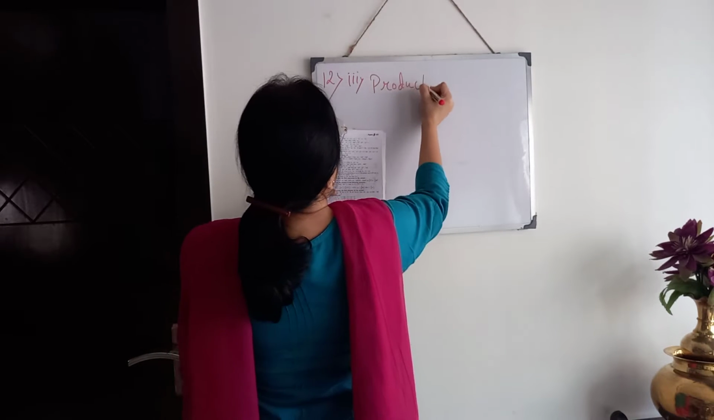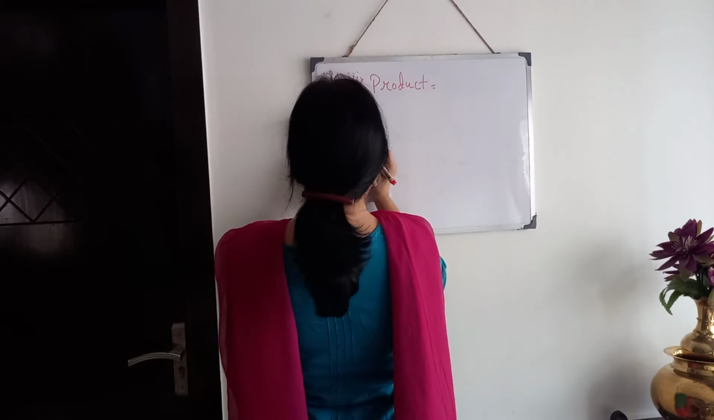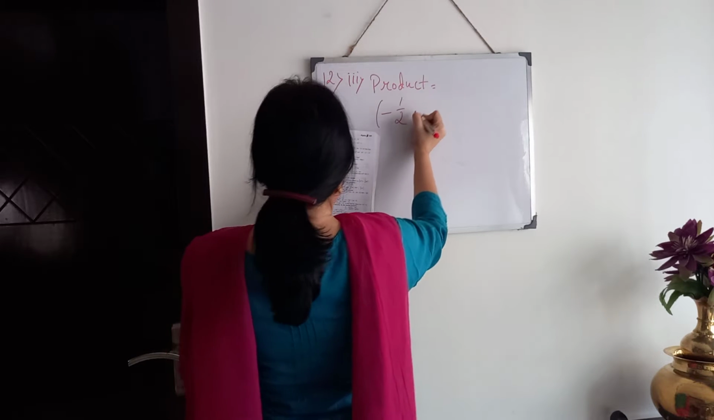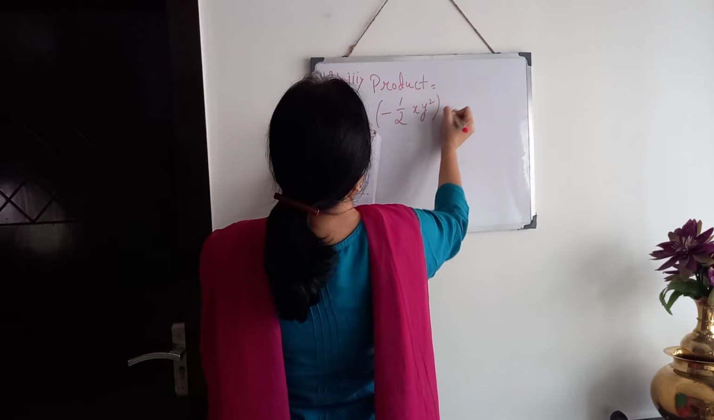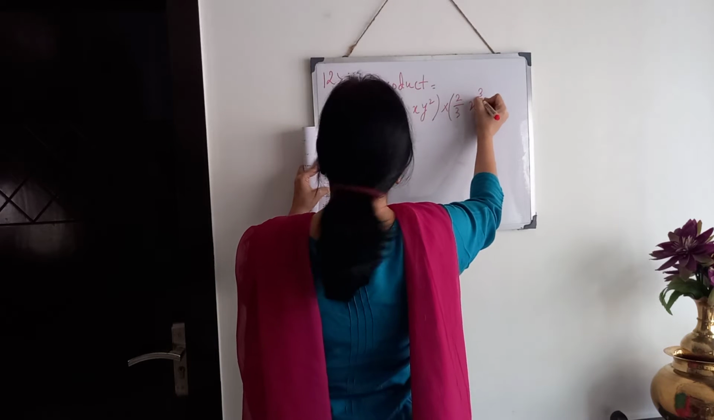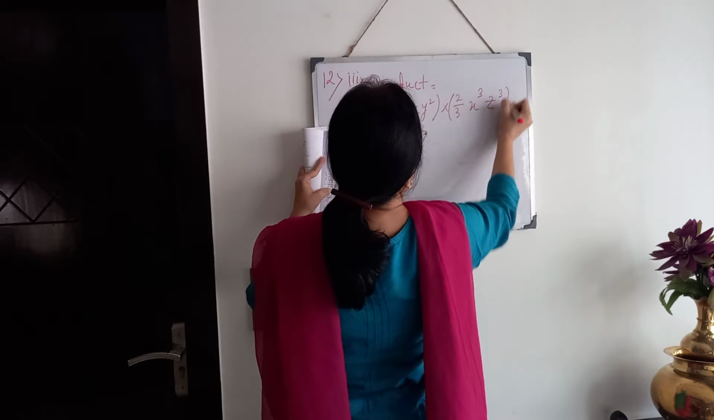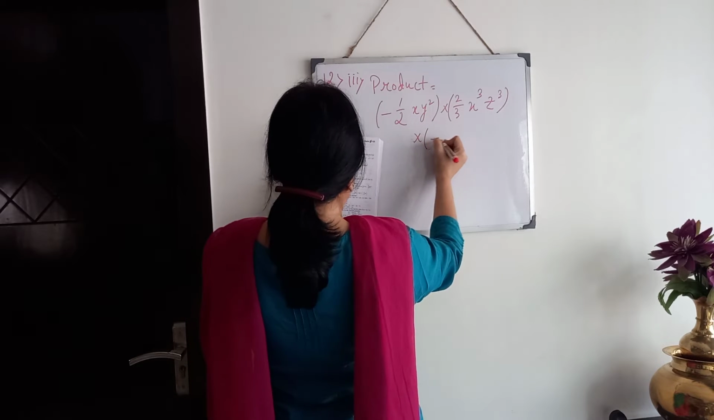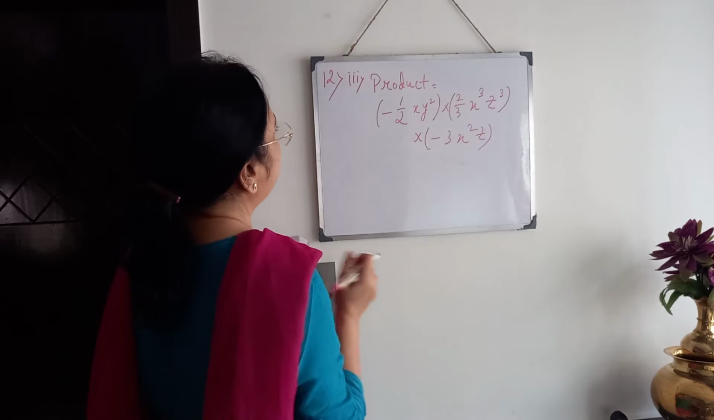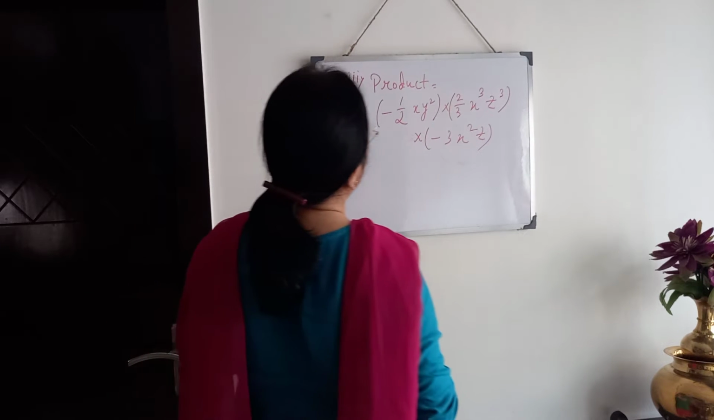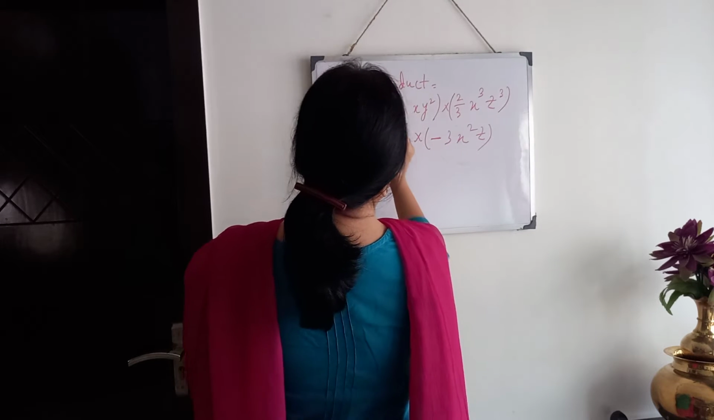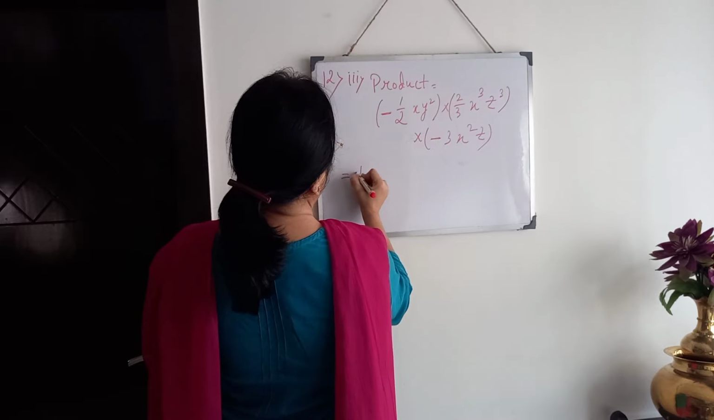Product equals, number 3: minus half x y square into 2 by 3 x cube z cube into minus 3 x square z. Now see, first we look at the sign. There is a negative sign, there is also another negative sign. So minus into minus means plus.